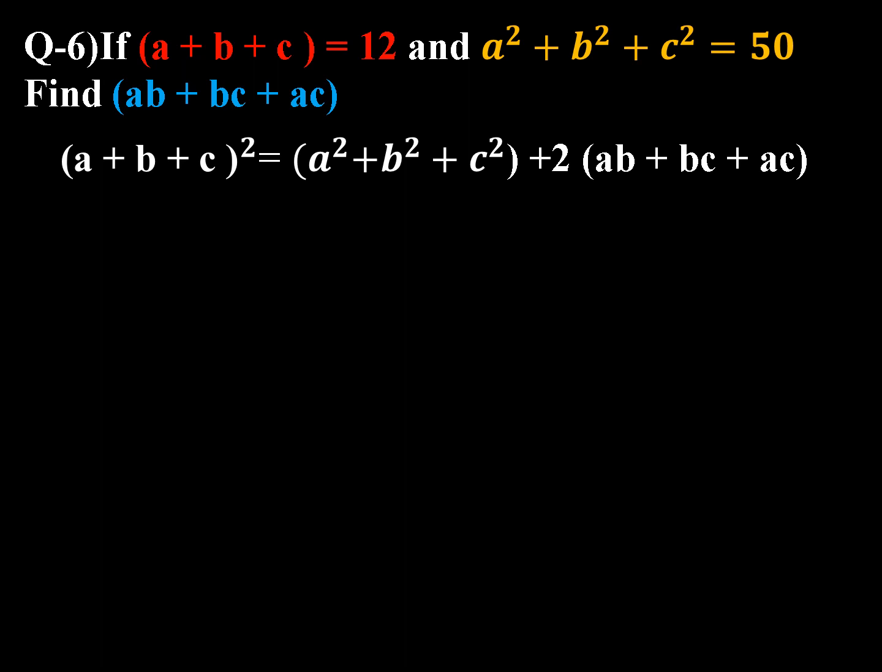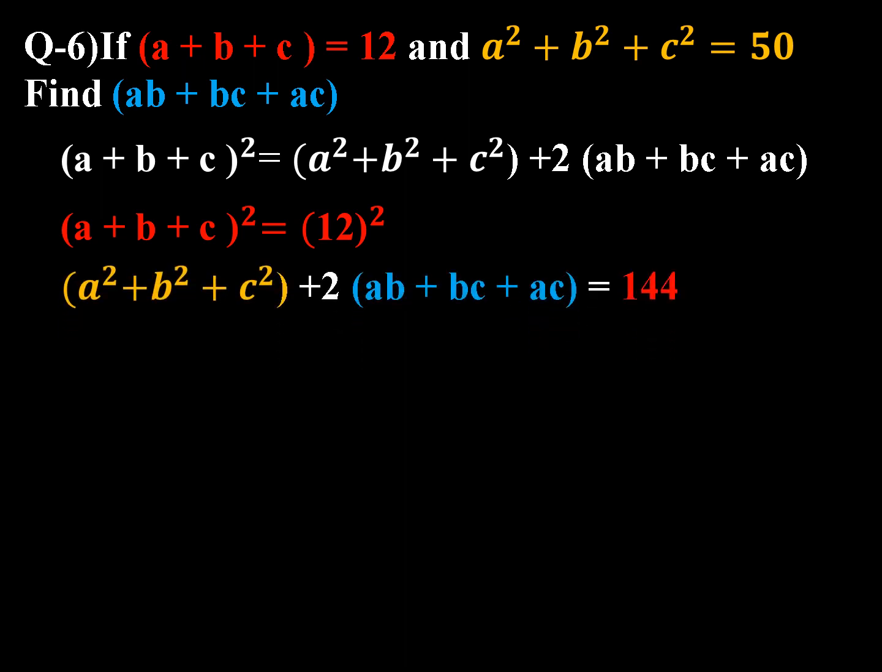Now we are going to put the value of each. We know that a plus b plus c whole square is 12 square. Why? Because a plus b plus c is equal to 12. Now we will replace a plus b plus c whole square by its formula, that is a square plus b square plus c square plus 2 into ab plus bc plus ac, that is equal to 144.